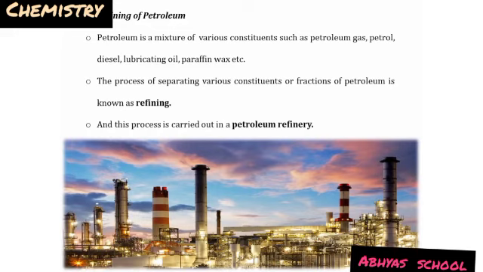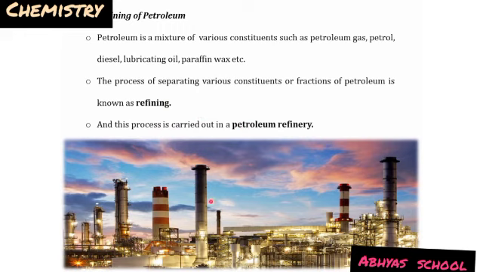So we saw what is petroleum and how is petroleum formed. And we studied that we could extract this petroleum using an oil well. But we cannot use this petroleum as such. This petroleum is a mixture of various constituents such as petroleum gas, petrol, diesel, lubricating oil. So the process of separating these various constituents or fractions of petroleum is called refining. So we could use petroleum only after refining it, and this process is carried out inside a petroleum refinery.